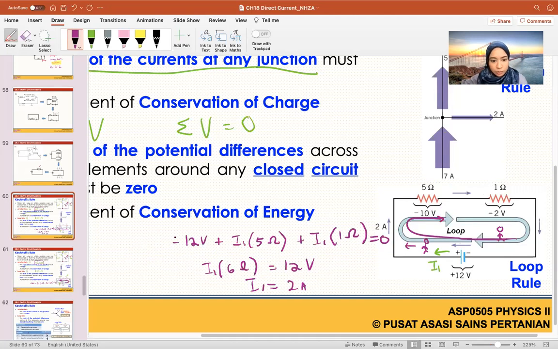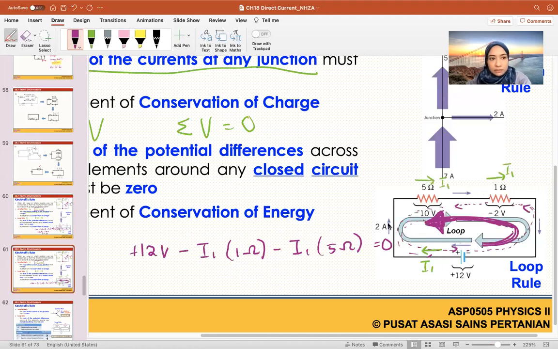Compared to our previous equation, this was minus 12 volt, positive I, 5 ohm, positive I1, 1 ohm. So the signs change depending on your direction of loop, but the answer will still be the same. If your I1 is supposed to be 1 milliampere, then your answer will still be 1 milliampere, even though your loop changed direction. So that's the beauty of Kirchhoff's rule. Even if you have different directions of loop, different directions of current, as long as you do the math right, you will get the right answer.